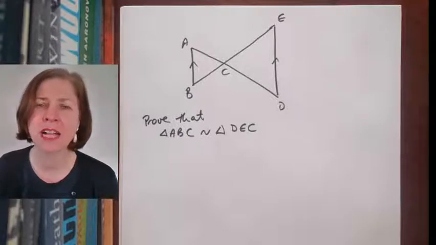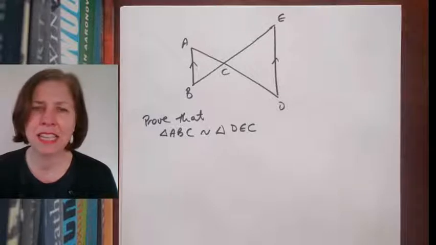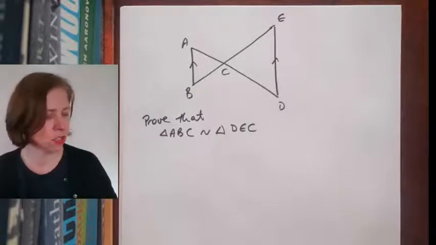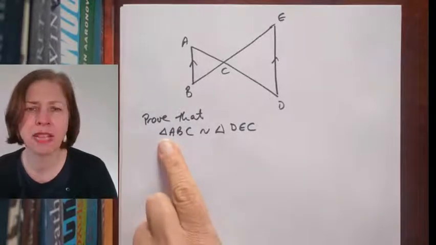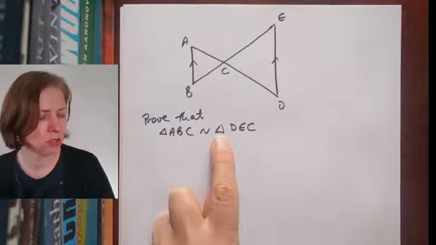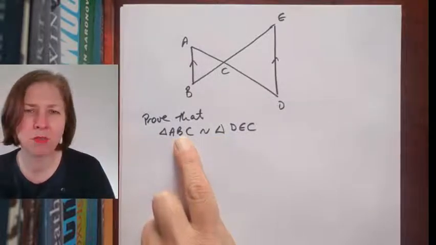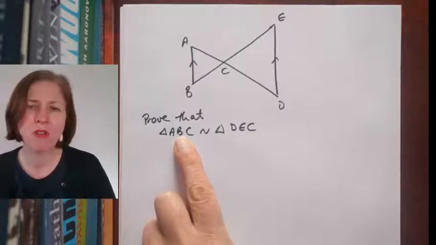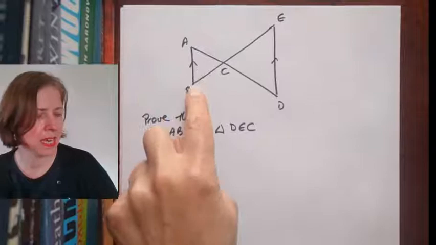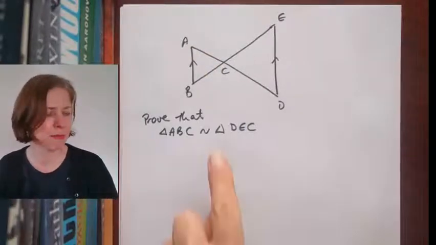All right, so I'm asked to prove that in this diagram, triangle ABC is similar to triangle DEC. Now notice the notation here. That means triangle, that means similar, and that means triangle. And by saying triangle and then referring to 3 points in a row, I mean the triangle that is made when I join these 3 points, A and B and C, and then back to where I started. And that means similar.